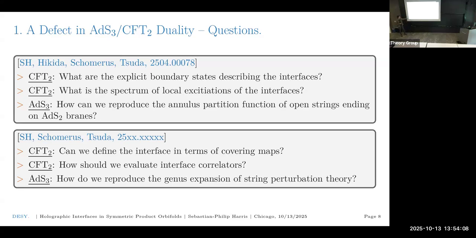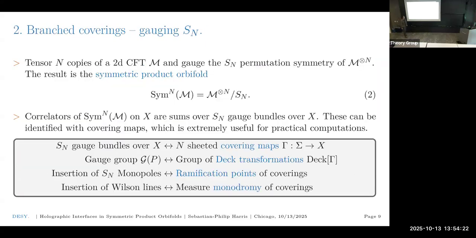And this also is precisely the part where this grand canonical ensemble will be precisely defined. Okay. But before it makes sense to talk about any of these questions in more detail, I should establish some basics and say, first of all, what's a symmetric product orbifold in the first place?